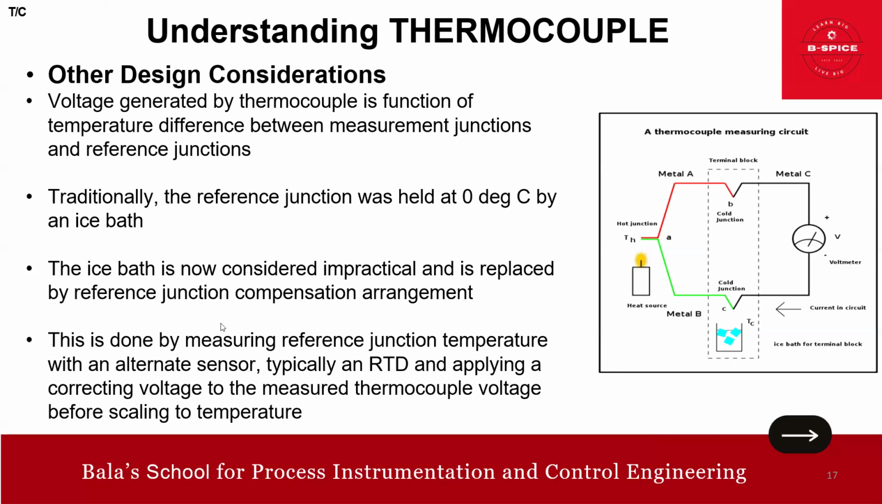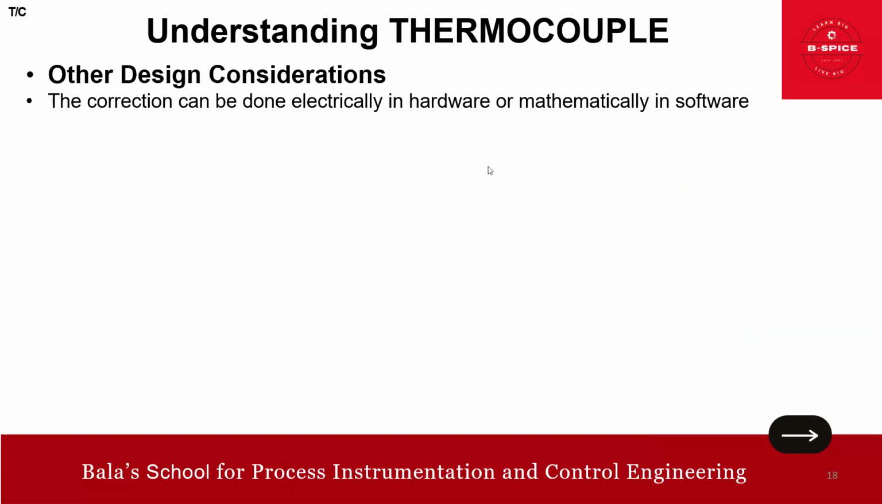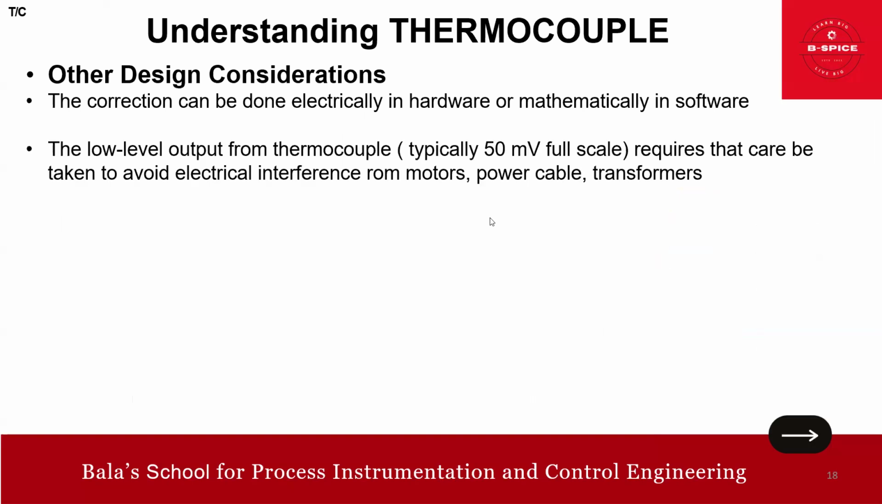So the point is the ice bath is now considered impractical and is replaced by a reference junction compensation arrangement. This is done by measuring the reference junction temperature with an alternate sensor, typically an RTD, and applying a correcting voltage to the measured thermocouple voltage before scaling to the temperature. Just get to know what is what. Don't worry. In the next video, I'll talk about this in detail. The correction can be done electrically in hardware or mathematically in software. This is what we are going to talk about later, how we are doing the correction.